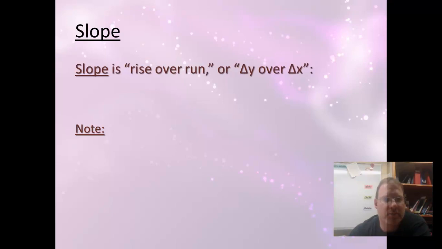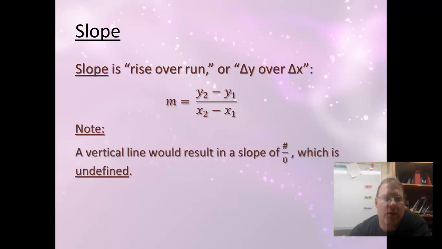Alright, so first of all, remember slope is rise over run. Change in y over change in x. Formula looks like that. But what I want to remind you of is a vertical line would result in a slope of some number divided by 0, which is undefined. So if the line is a vertical line, the slope is undefined.